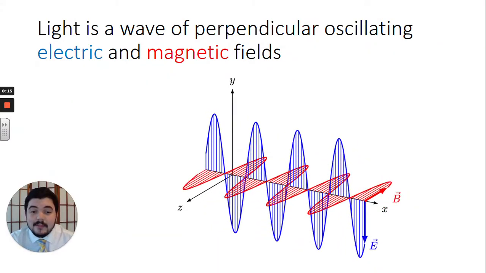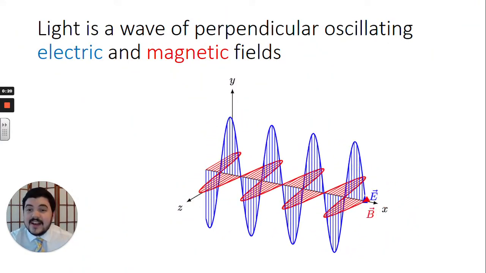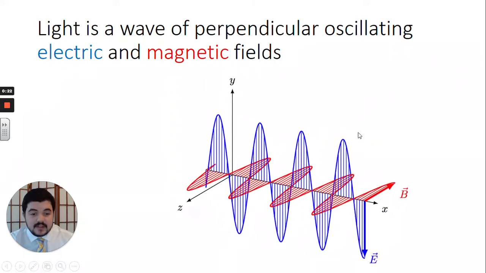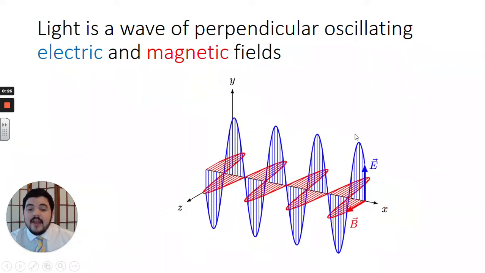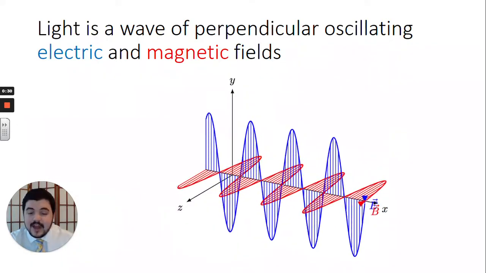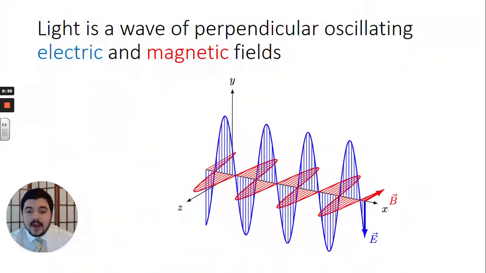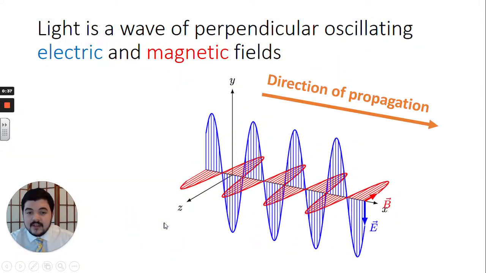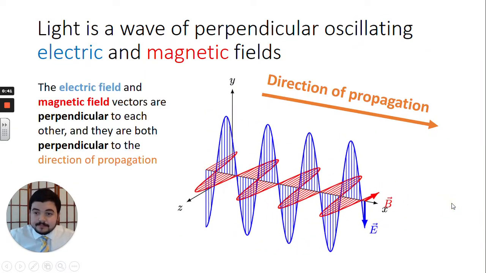So we've got the blue sine wave that's in the XY plane representing an electric field. And we can see the blue electric field vector oscillating up and down. And then perpendicular to that in the XZ plane, we have the oscillating magnetic field. And these two are all propagating forward in the X direction. So that's our direction of propagation there.